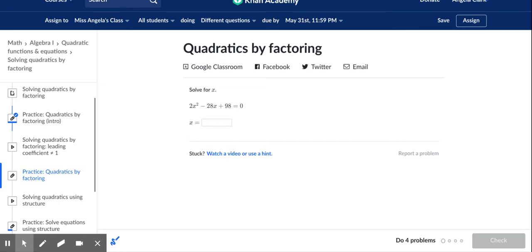Hey guys, this is Quadratics by factoring. So the only difference between this one and the last one is now we have a number in front here. So it's the same strategy. We're going to factor and then use the zero product property to solve. And again, the difference is this number in front. So we're going to be using the factoring strategies that we learned when we have a number in front here.